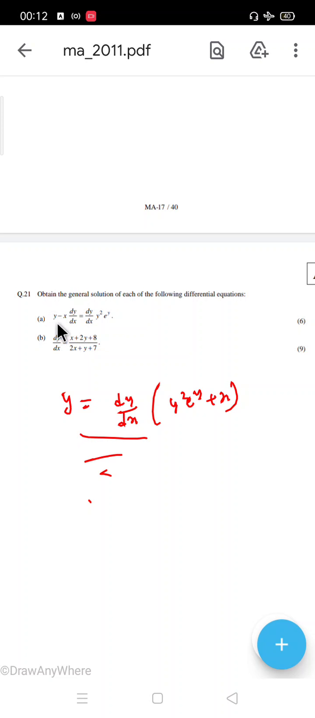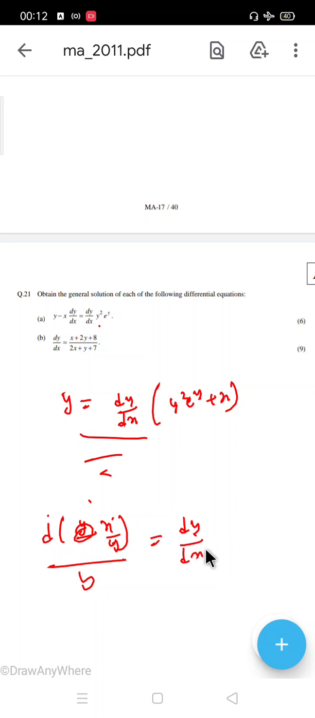y minus x. This guy seems to be the derivative of y upon x, or what? Or x upon y. Yeah, and y square is already there. So this guy is the derivative of x upon y. y minus x, yes, very nice. And the right hand side is dy by dx into e raised to y. Sorry, the derivative of x upon y is equal to the derivative of e raised to y.